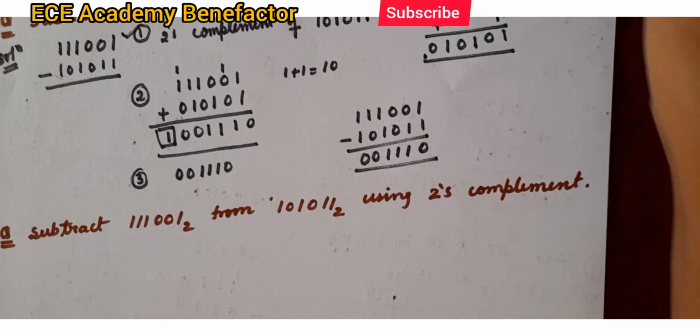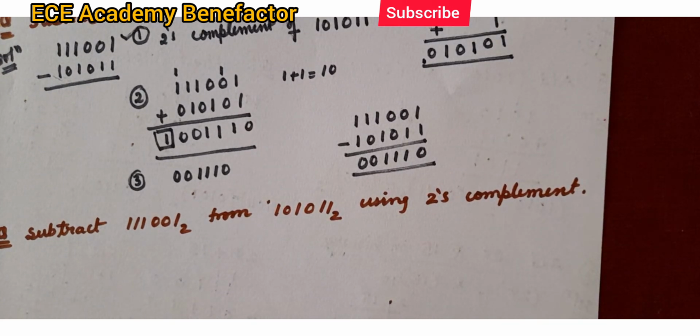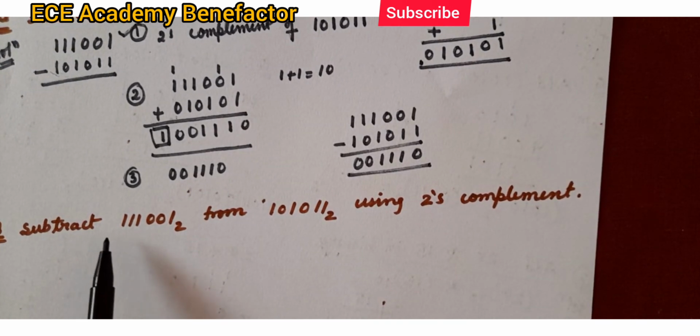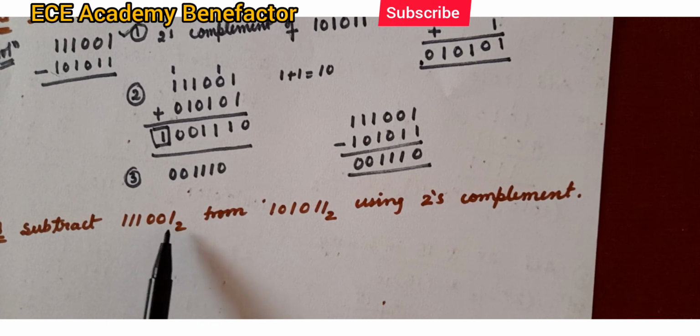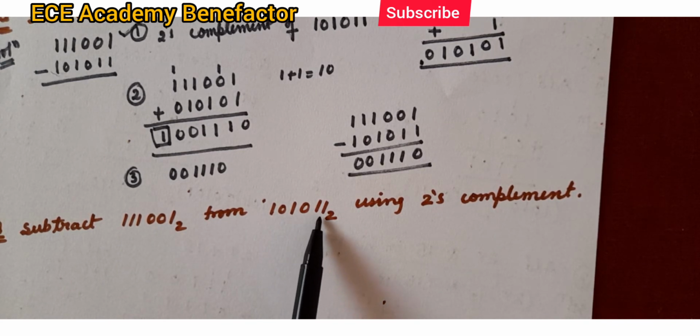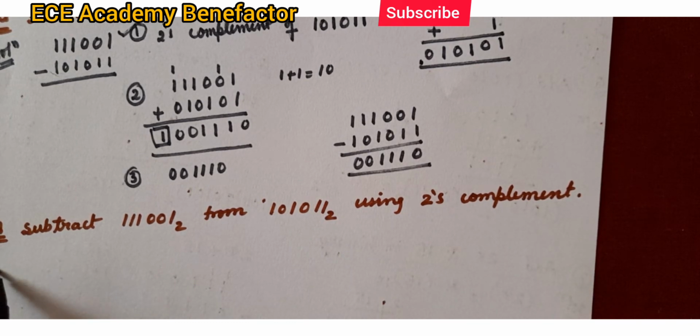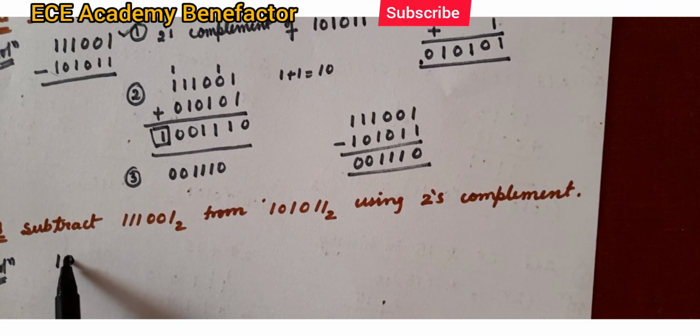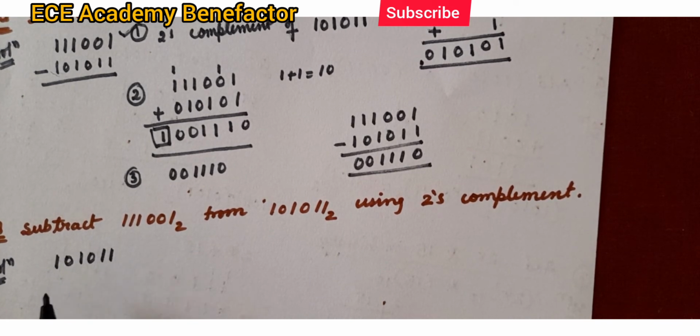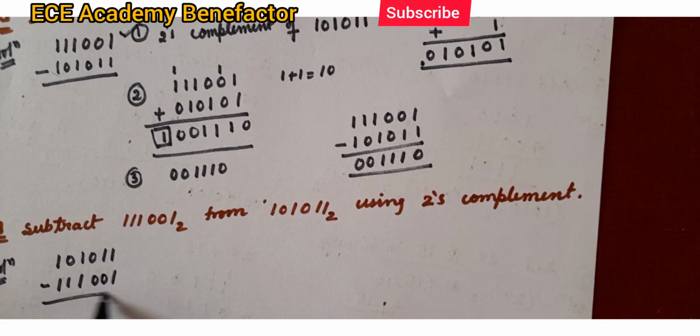Okay. Under the binary subtraction topic, the next problem is subtract 111001 from 101011 using 2's complement. So first write the problem. Subtract 111001 from 101011. You have to subtract this number from this one. So this is known as minuend, this is known as subtrahend.